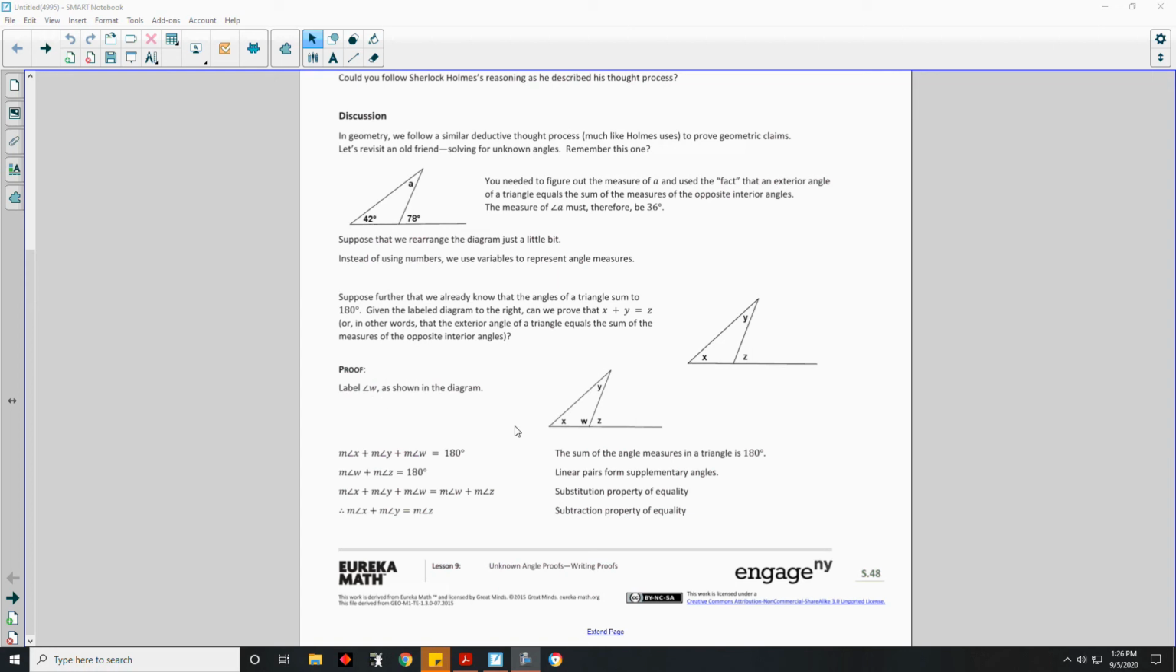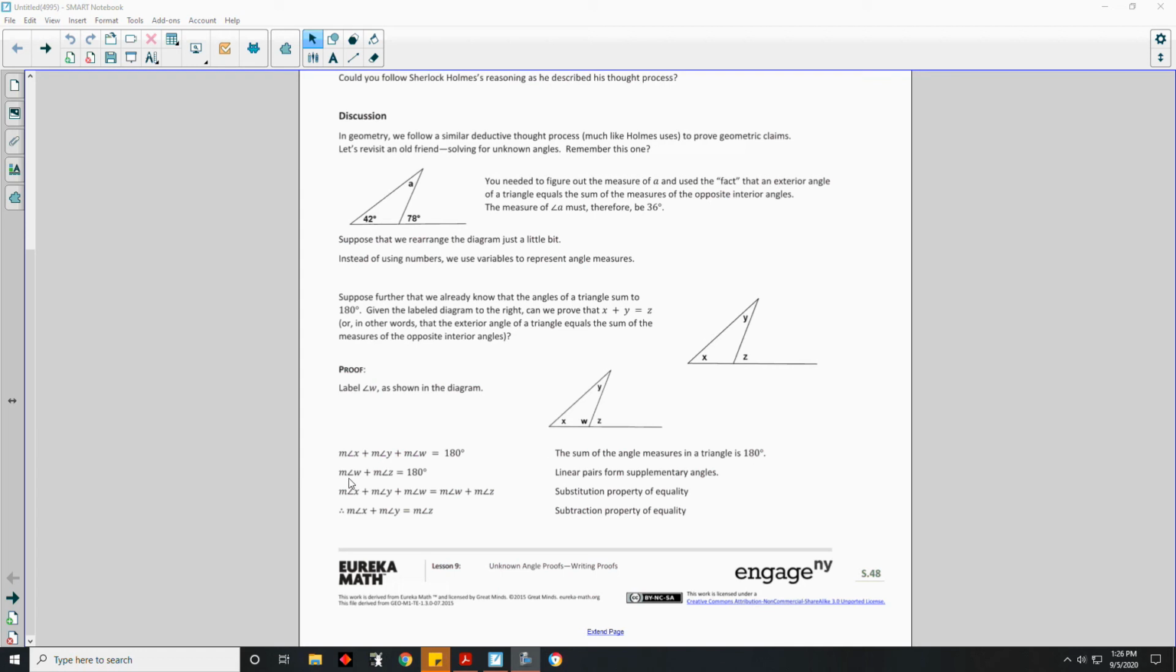Label angle W as shown in the diagram. So if we label W, the one unknown angle, or unnamed angle, in the triangle. So then we can say the measure of angle x plus the measure of angle y plus the measure of angle W equals 180. So that's x plus y plus w, the three angles. The sum of the angle measures in a triangle is 180 degrees. It's the triangle sum theorem.